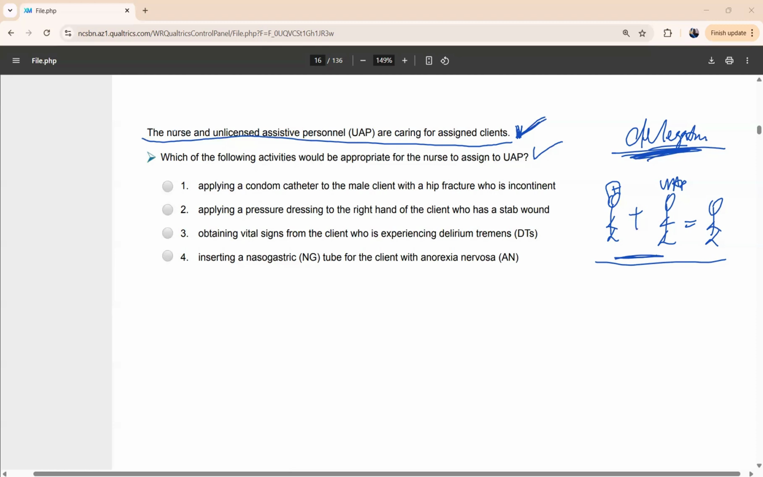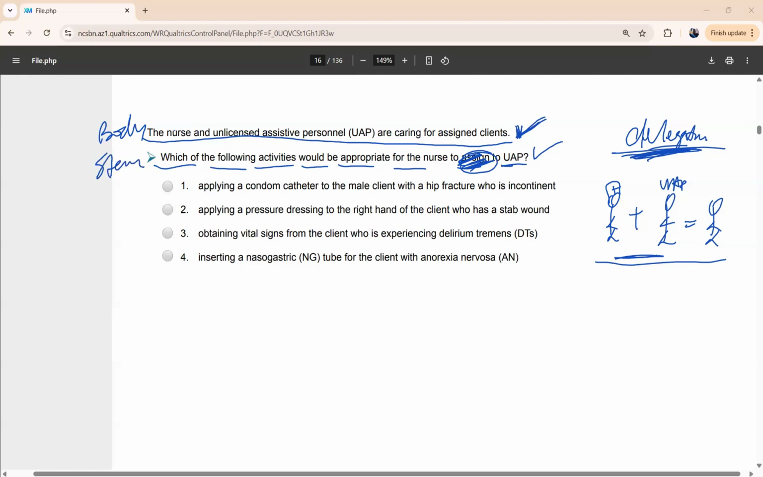Now, which of the following activities would be appropriate for the nurse to assign to the UAP? You can see "assign." If it were best direction, "assign" would not be there. NCLEX will replace it with "best direction." You understand? So pay attention to the examiner. Now this is your body, and this is the examiner question, which is the stem.